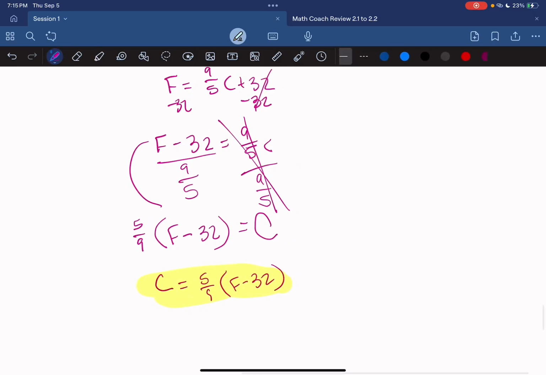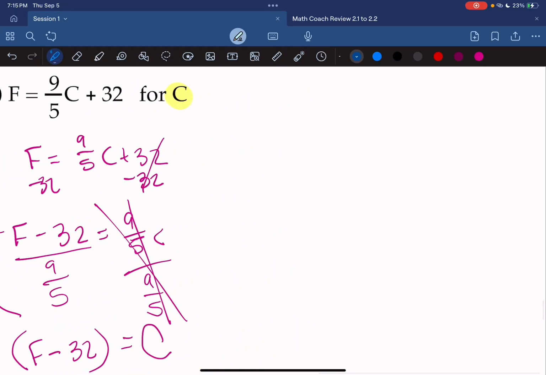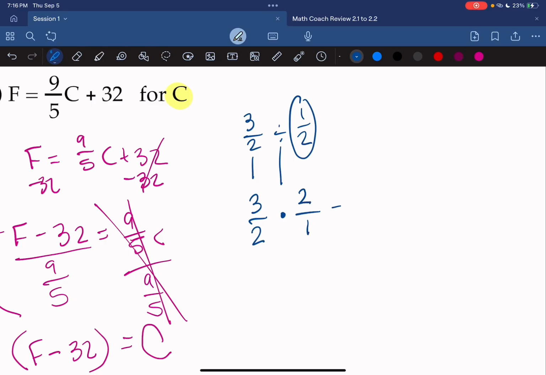I'm going to do a little example here in case you don't remember what keep, change, flip is. Just a little off to the side. Let's do an example. So 3/2 divided by 1/2. So you're dividing fractions, so you keep, change, flip. What do you keep? The 3/2. What do you change? Division sign into multiplication. And what do you flip? The other fraction that you're trying to divide by. How do you flip it? It's 1/2, so you do 2/1. And then can you simplify this? Yes. 2 divided by 2 is 1, 2 divided by 2 is 1, so it's going to be 3/1, which we can simplify to be 3. And that's just an example of keep, change, flip.